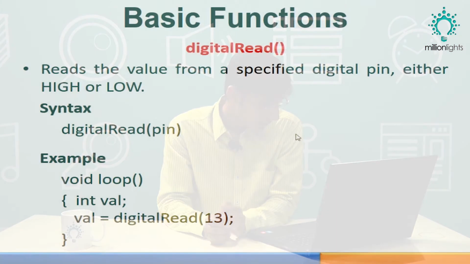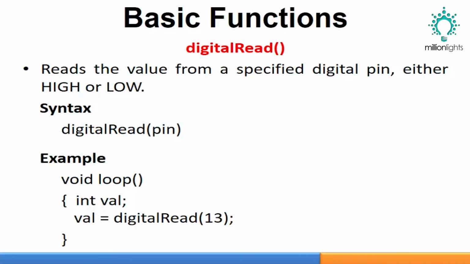Now in this code we have used an integer variable, that is int val. Int is the type of the variable. The variable can be either integer, character or float. Integer is nothing but whole numbers, that is 1, 2, 3, 4. Character is nothing but a, b, c, d, and float is 1.2, 1.3. So we are using here an integer variable, the name is val, and inside that val we are storing the value that is obtained from the sensor.